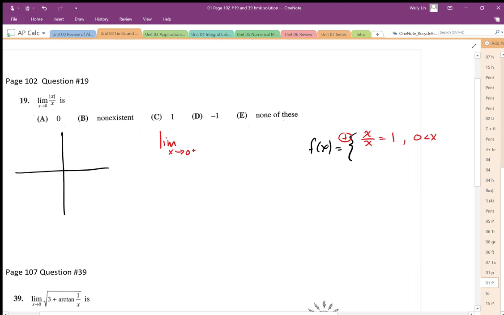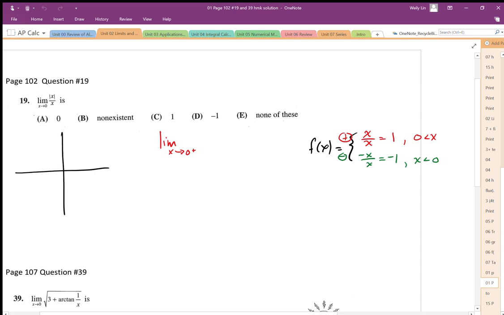And then we have to analyze this for when x is negative. If x is negative, the numerator absolute value will change to its opposite sign, so it's going to become negative x over x. If x is negative, we need to change it to positive with that extra negative there, and that simplifies to negative 1. And this happens when x is less than 0. So this is what my graphs are going to look like.